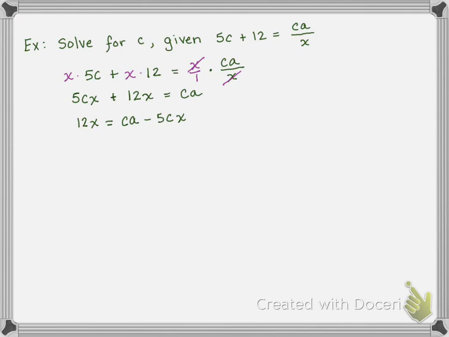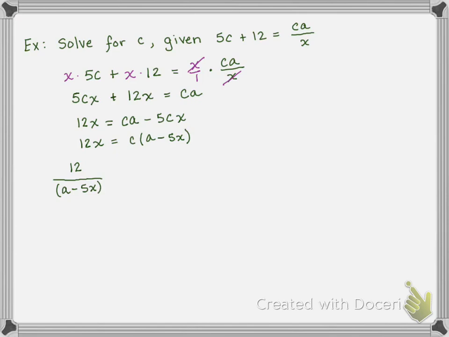What do you want to do next? Factor out the C. Yeah, we'll factor out the C. So at this point, this is exactly like the problem we just did once we get all the terms containing C on one side. So we're going to write 12x equals C times A minus 5x. And then divide both sides by A minus 5x. So 12 over A minus 5x.